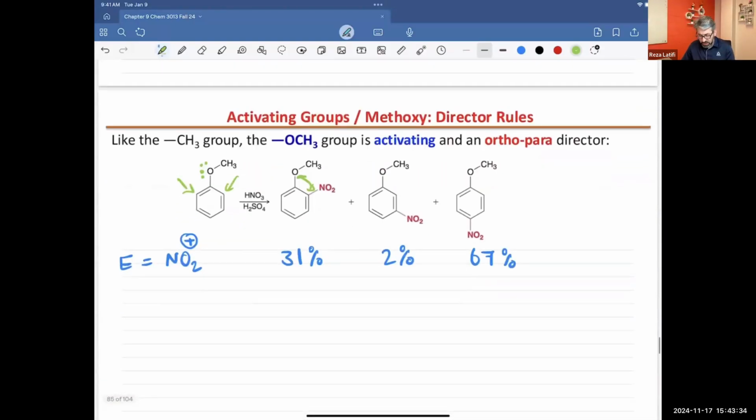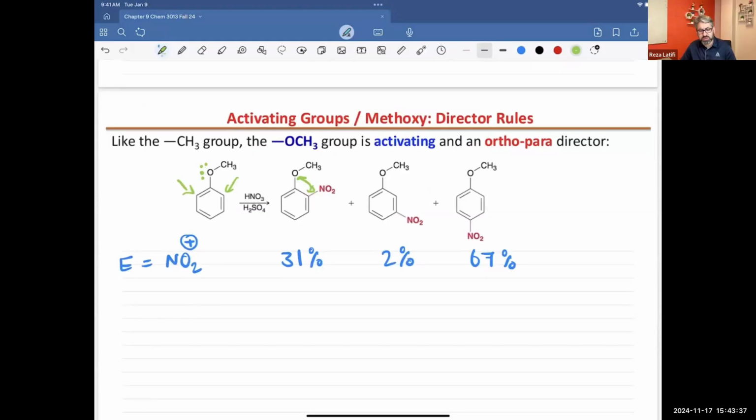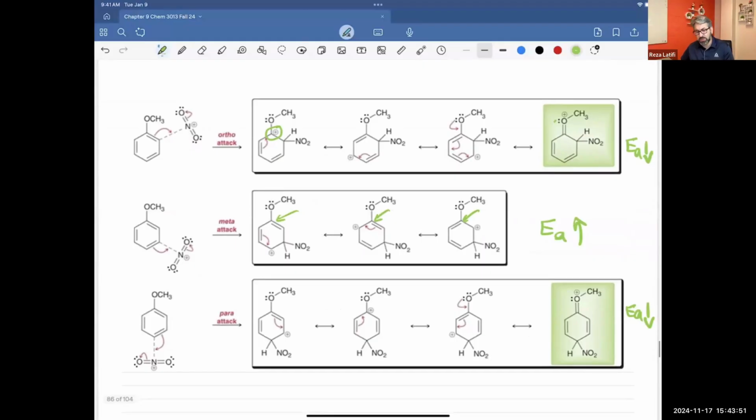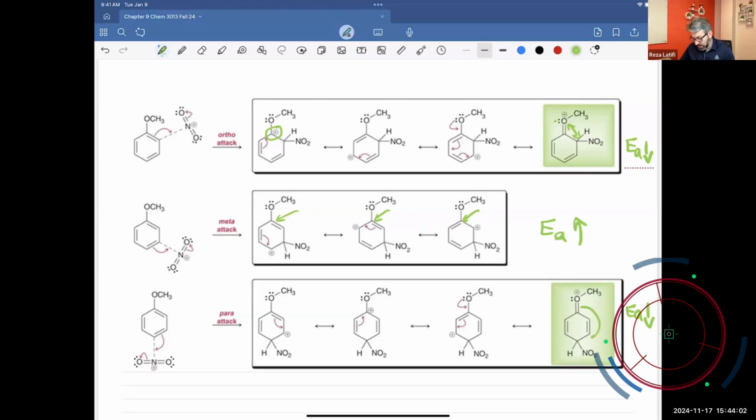And so this is the reason we have around 60% from para and 30% from ortho, because the activation energy went down, and we managed to stabilize a positive charge through sharing an electron lone pair from oxygen with the ring. Besides that, ortho has a steric effect, while para does not have any steric effect. And this is going to be the end of this lecture.